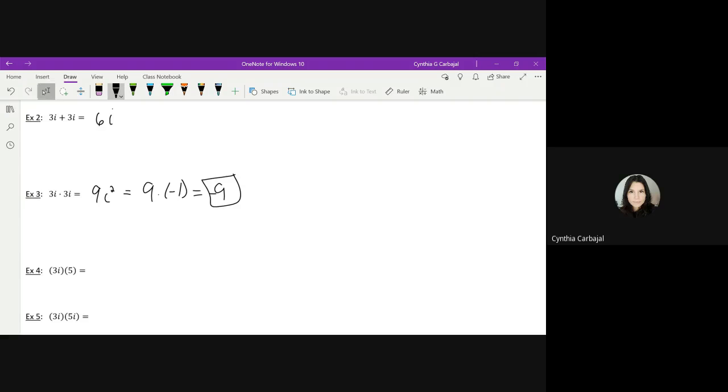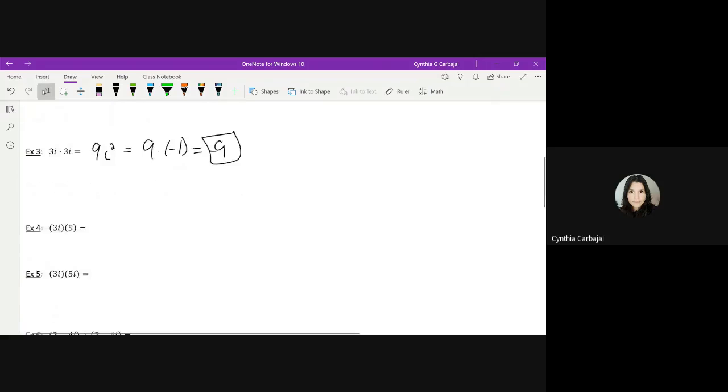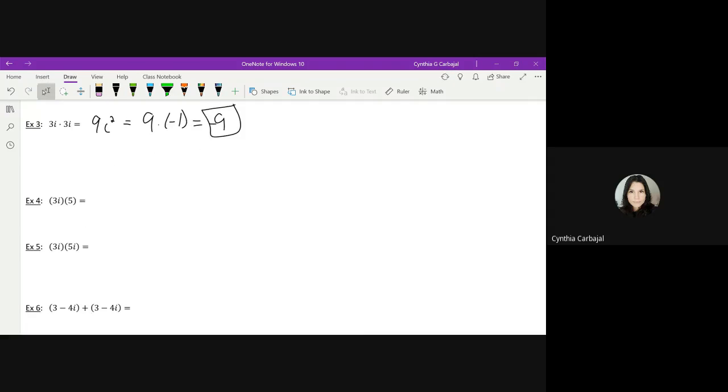Okay, so make sure you have your notes with you so you can go back and check these problems out so you don't forget how they work. All right, this next part, we have 3i times 5. That's just going to be 15i, just like if it was a variable.